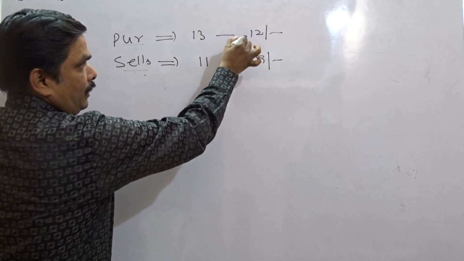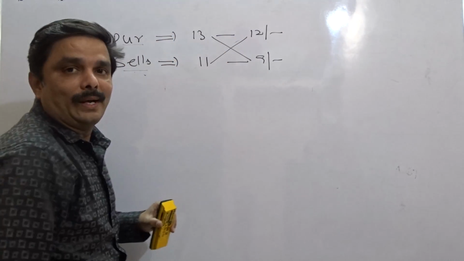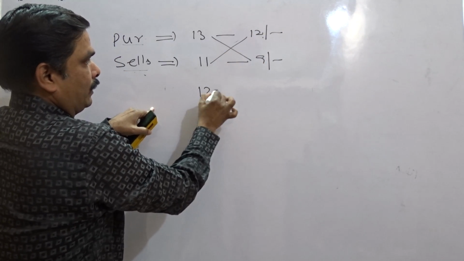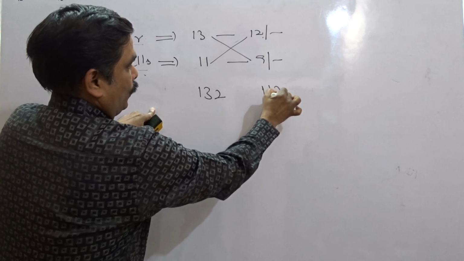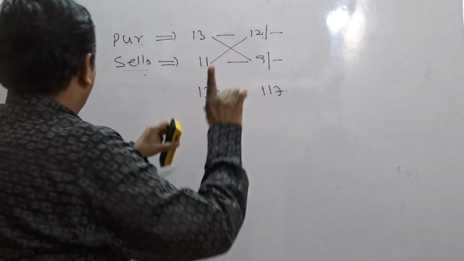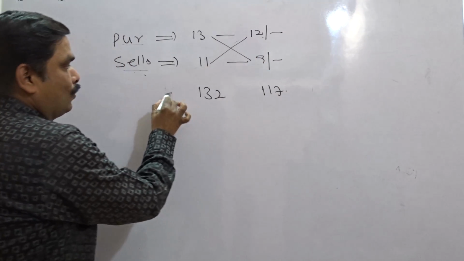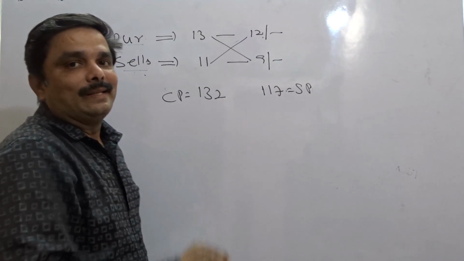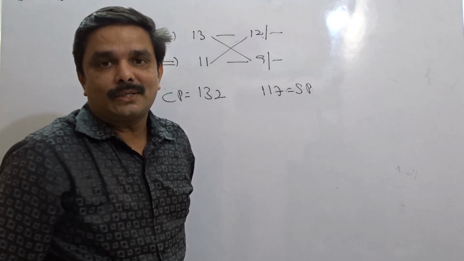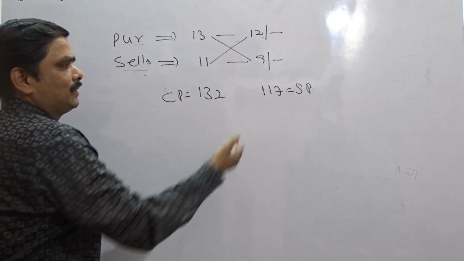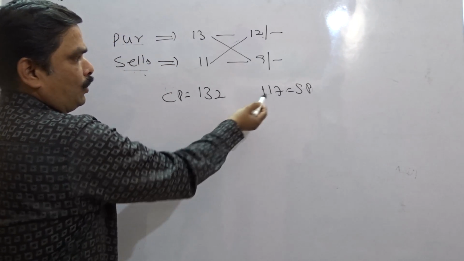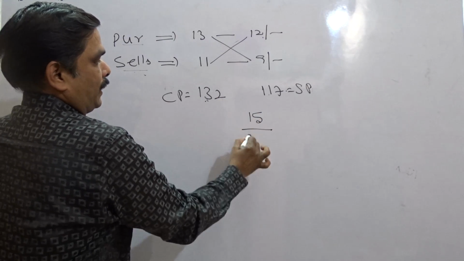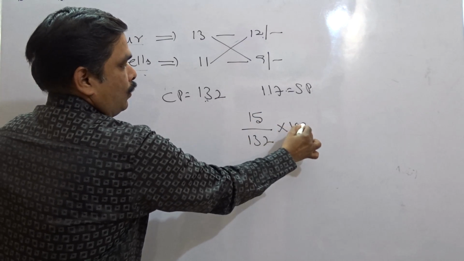Now simply go by the cross multiplication. What's the cross multiplication in this case? 12 into 11 is 132, and 13 into 9 is 117. Now you see here, the cost price is 132, the selling price is 117. Obviously there is a loss in this transaction. How much is the loss here? Go for the loss percentage here: 132 minus 117 is 15, so 15 upon cost price 132, into 100.